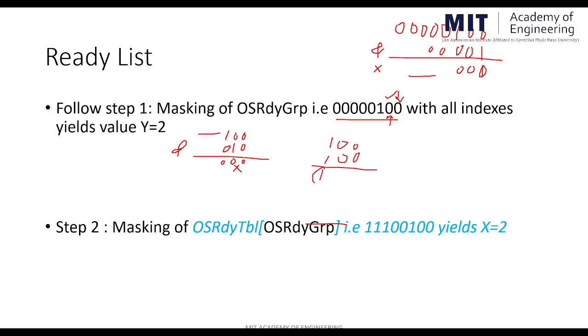And then here the scheduler can understand the value at index 2 is indicating that the group of the OS ready table is ready to run. Hence, what is the meaning of this masking of the OSRDY group with all indexes of the OSRDY GRP, and then it yields the value y is equal to 2. So the scheduler has to follow 3 masking operations here.